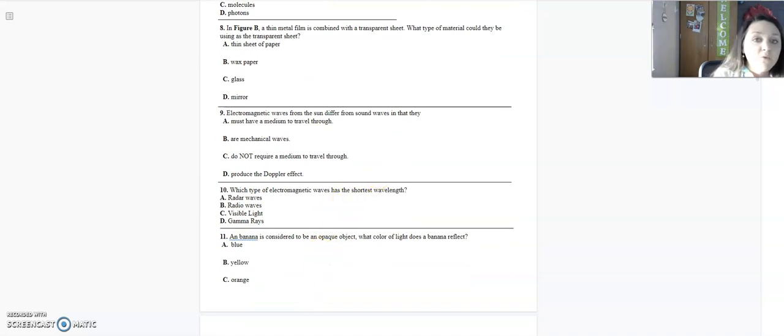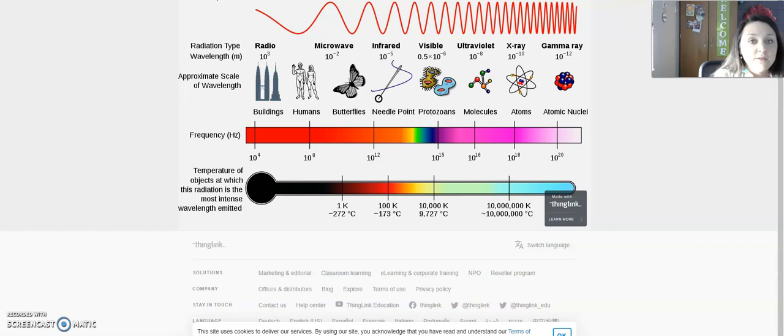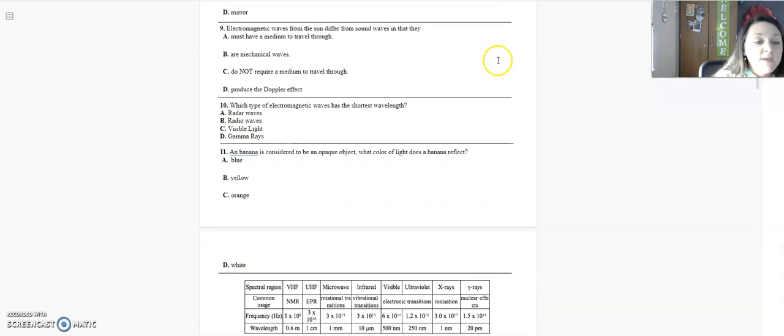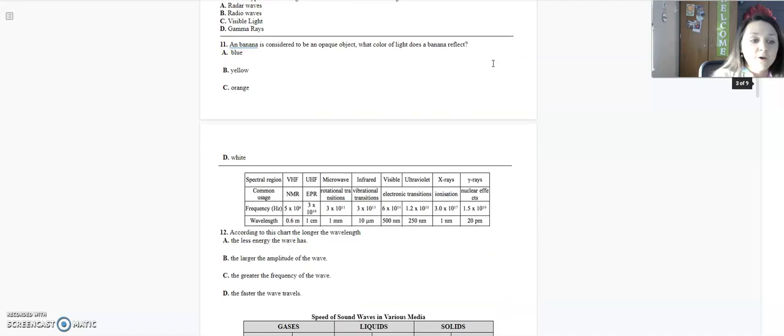All right, we want to know the type of wave that has the shortest wavelength, right? Shortest wavelength. So shortest wavelength is going to be on the right-hand side. That would be gamma, okay? A banana is considered opaque, meaning you can't see through it. The only color you see is yellow. That means it reflects yellow.